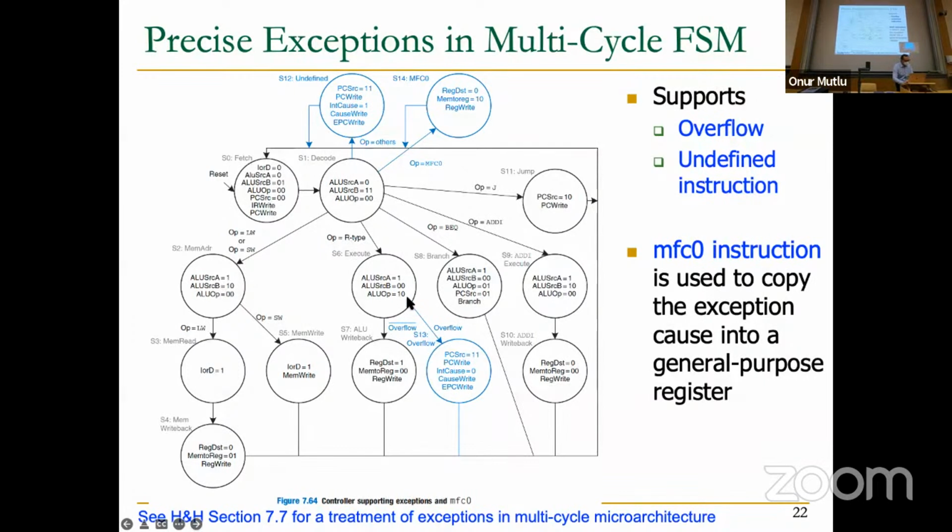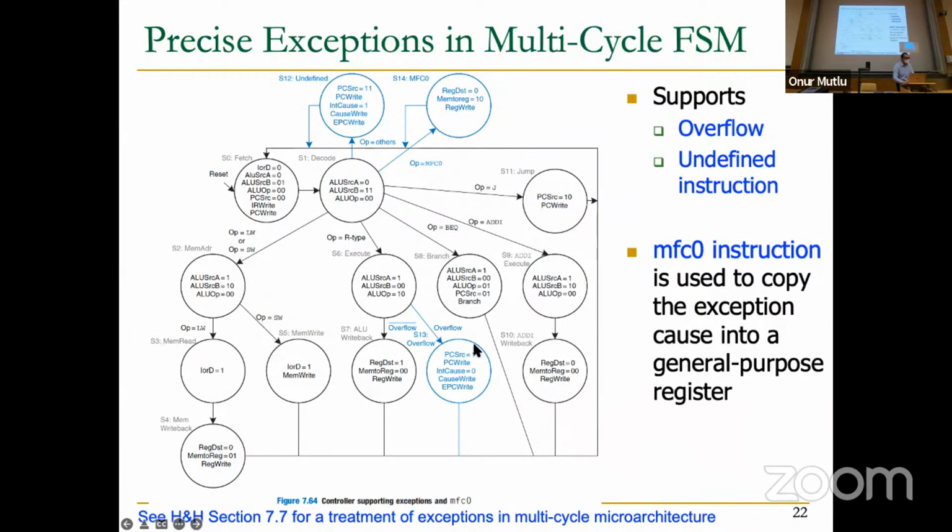Another exception happens in overflow. So you can see this is ALU operation, executes. If there is no overflow, no problem, you continue as normal. If there's an overflow, you go basically right to the exception PC, you write the cause as overflow code, and you change the program counter to the exception handling routine's address.